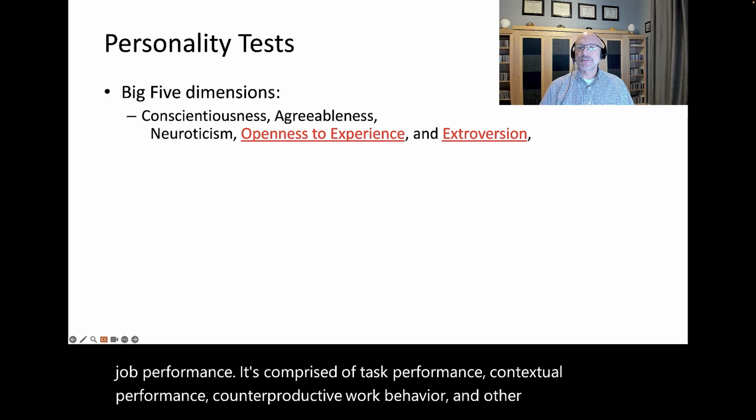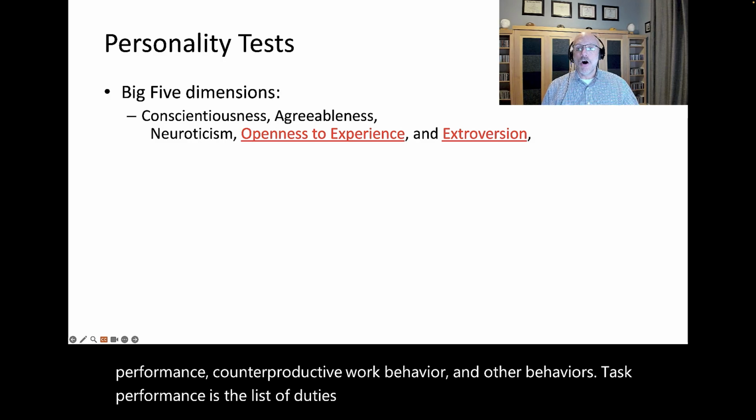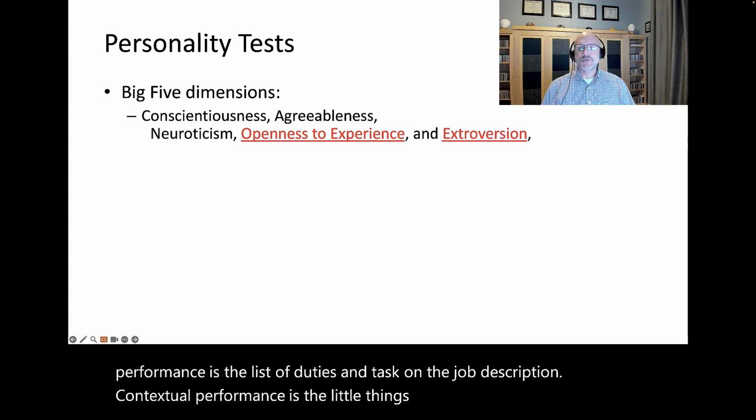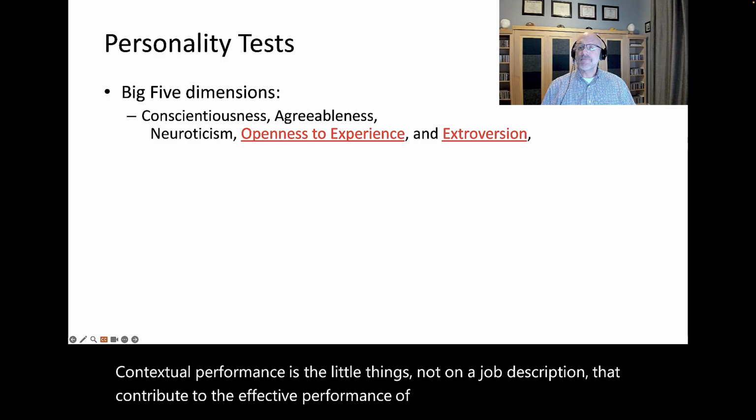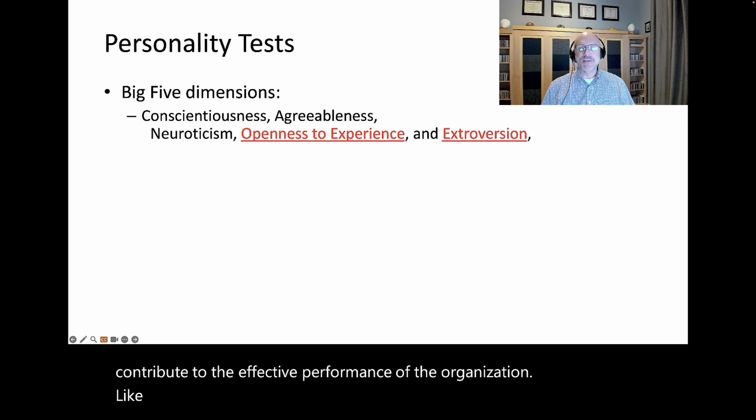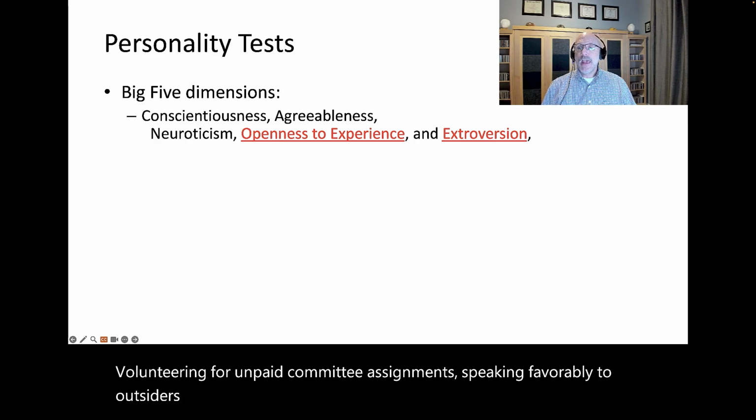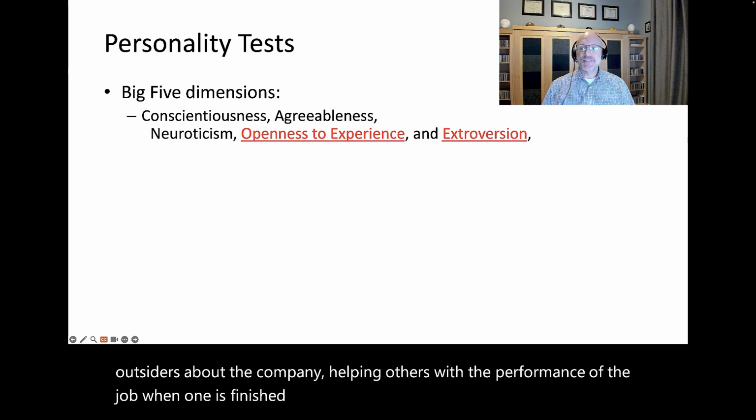Task performance is the list of duties and tasks on the job description. Contextual performance is the little things not on a job description that contribute to the effective performance of the organization, like volunteering for unpaid committee assignments, speaking favorably to outsiders about the company, helping others with the performance of the job when one is finished with their own, etc.